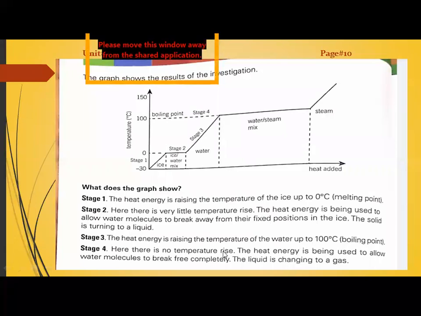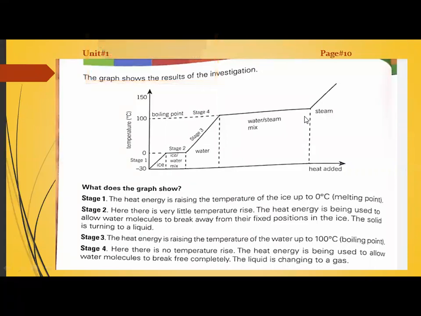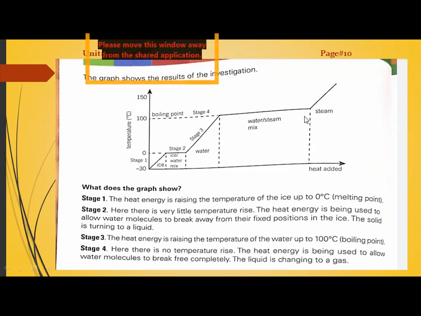Now come towards the fourth stage. Here there is no temperature rise. You can see here that the temperature is constant for a very long time. This straight line tells you that in this state the temperature remains constant, and no temperature change occurs. The heat energy is being used to allow water molecules to break free completely. The liquid is changing into the gaseous state. From this point, it starts from the gaseous state.